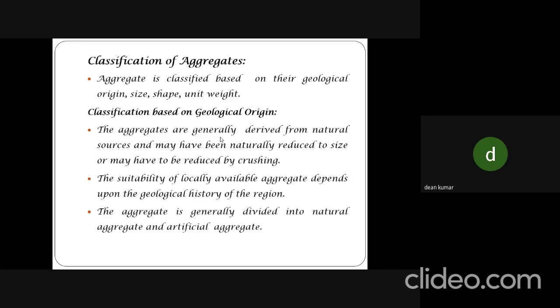Now, how do we classify aggregates? Very important. Everybody already studied geology. Aggregate is classified based on geological origin, size, shape, and unit weight. What is the origin of aggregate? What is the size, shape? The unit weight is also very important. Now, let us come to the classification based on geological origin.